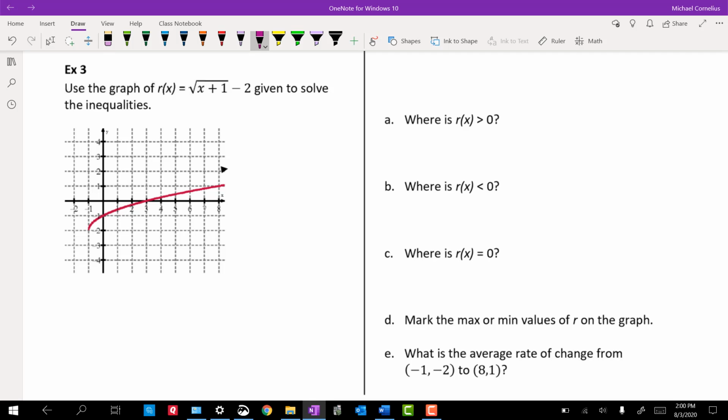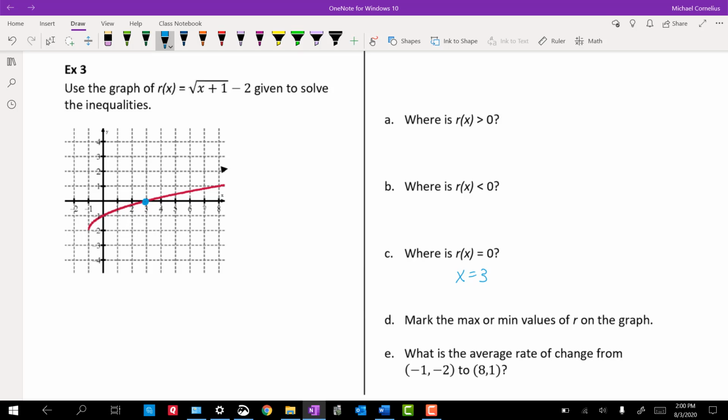All right, where is r of x greater than 0? Remember, greater than 0. So all I'm going to do this time is I'm going to split the graph right where it is equal to 0. So at 3, 0, I know it's equal to 0. Hey, look at part C. Where is r of x equal to 0? At x equals 3. So I've already got that one filled in, right?